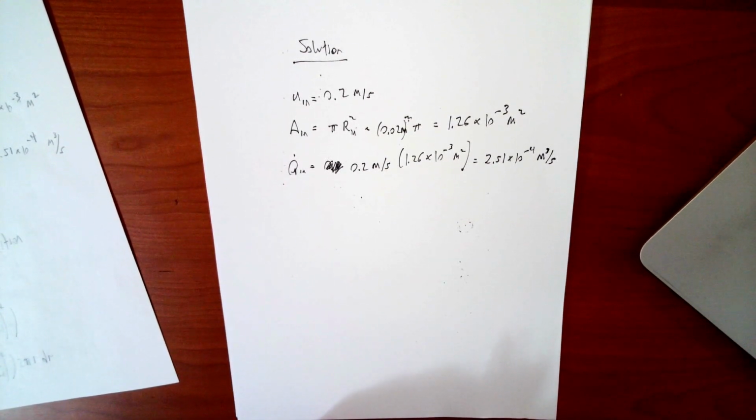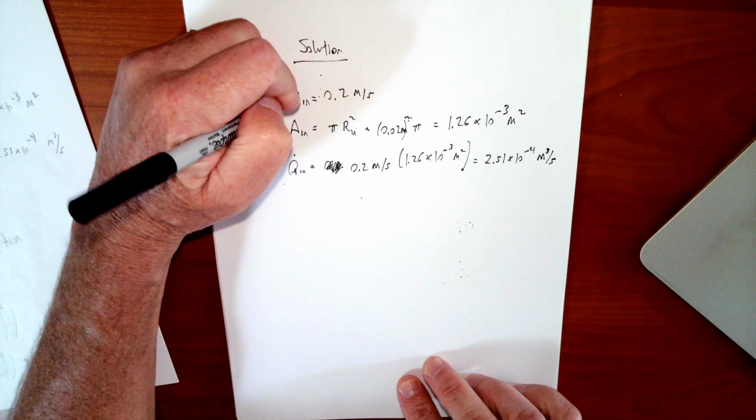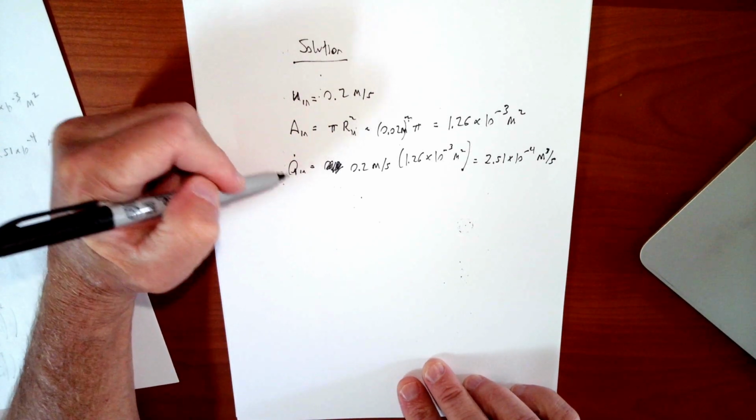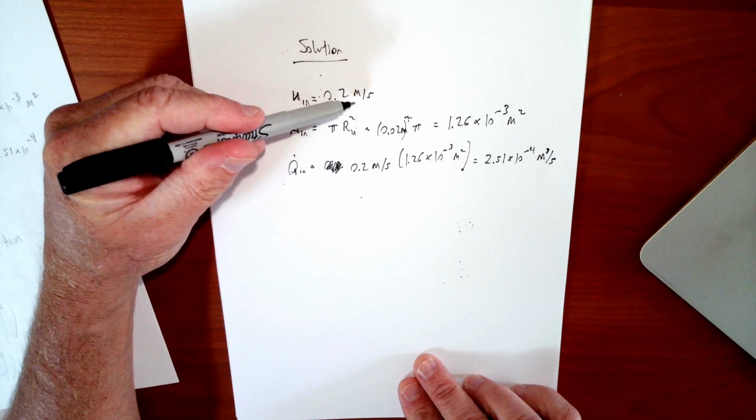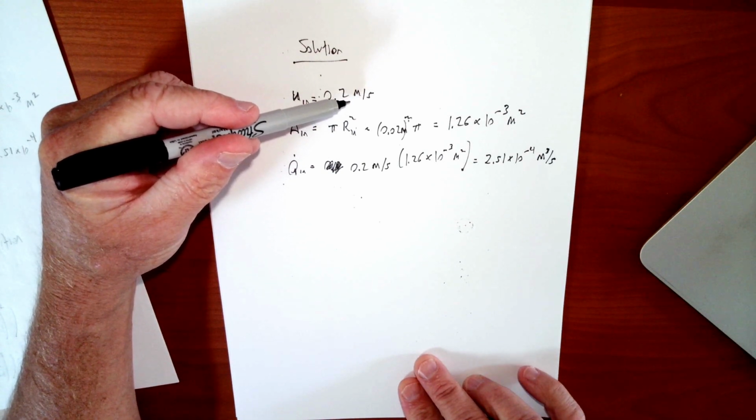Now we're going to try to solve that problem. Hopefully you made some progress on it. So the inlet Q dot is pretty easy. We can just solve it directly. We have the inlet velocity is 0.2 meters per second. It's constant over the entire surface area.